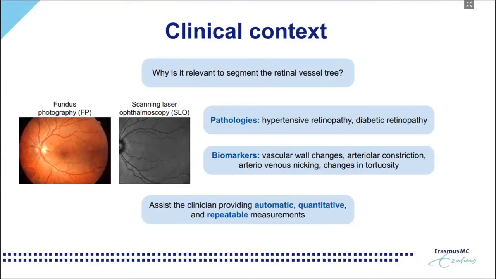Among other structures, they show our blood vessels, and the retinal vessels are among the first structures affected in a number of pathologies, such as diabetes and hypertension. Thus, an accurate segmentation is the first step to compute quantitative, repeatable, and automatic biomarkers.